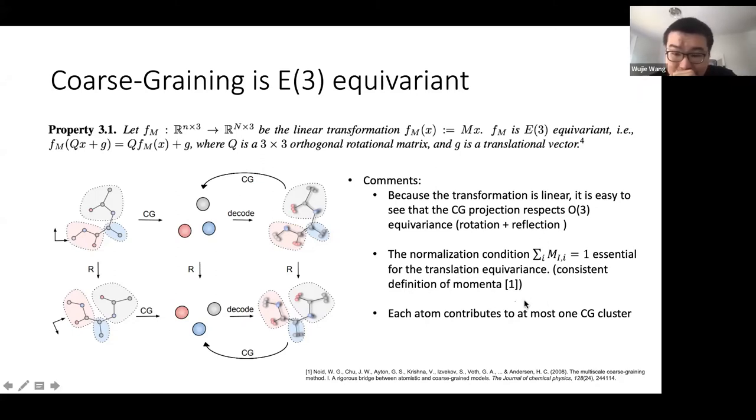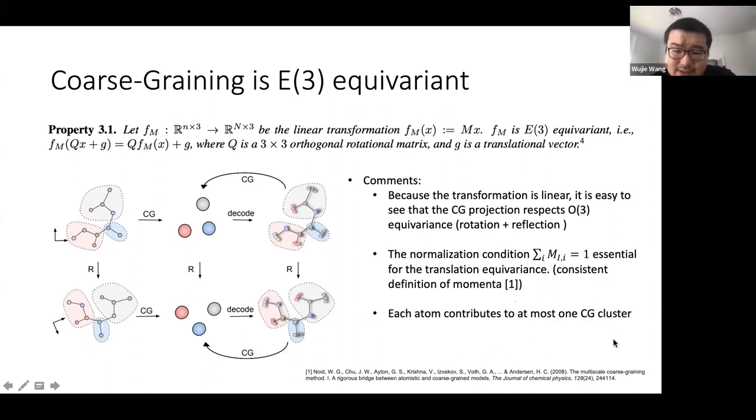However, it's important to note that we require that the projecting weights sum to one within each cluster. This is actually very important. If you go into the derivations, that is very important to ensure the translation equivariance. Another way to understand it is that this normalization constraint ensures that you have a consistent definition of momenta. So this coarse-grain definition we have is critical to construct a particle-based system that has consistent definition of some physical quantities with the relevant symmetry.